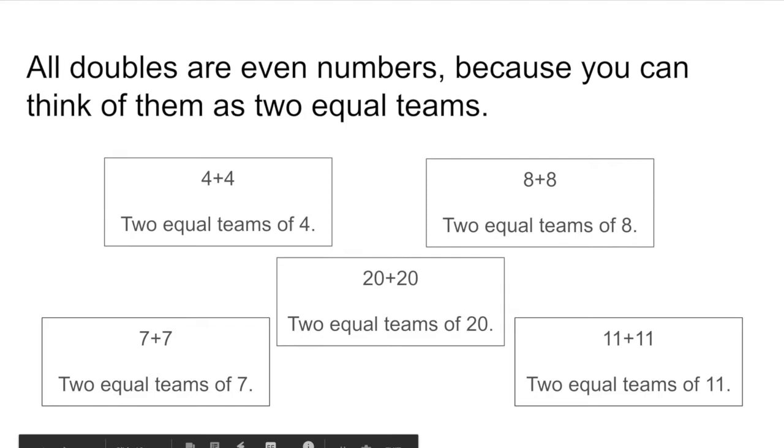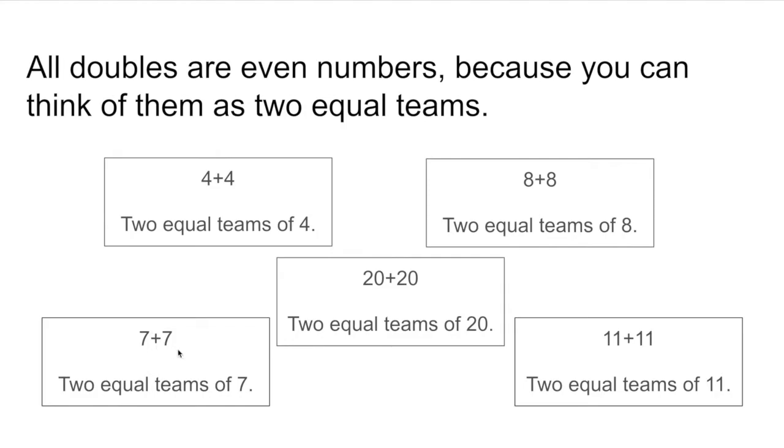All doubles are even numbers. All the doubles have even answers because you can think of them as 2 equal teams. For example, the double 4 plus 4 is like 2 equal teams of 4, so the answer would be even. 8 plus 8 is like 2 equal teams of 8. The answer would be even. 20 plus 20 is big, but it's 2 equal teams of 20. The answer is going to be even.